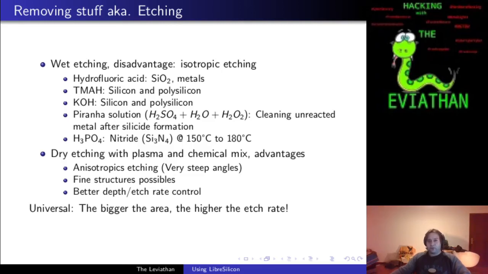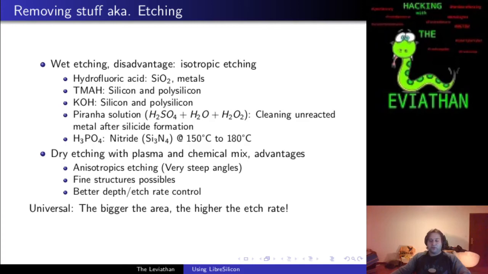For instance, hydrofluoric acid for etching silicon oxide, metals; TMAH for etching silicon and polysilicon; KOH for the same purpose as TMAH; piranha solution, which is hydrogen peroxide, sulfuric acid and water. That is used in case you want to perform silicide formation. That has delivered the best results in the laboratory to clean away unreacted metal after the silicide formation from the wafer. And H3PO4 for etching silicon nitride.